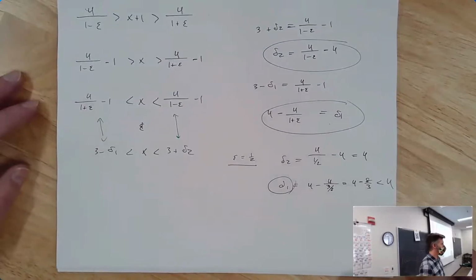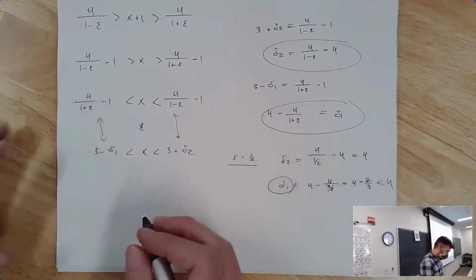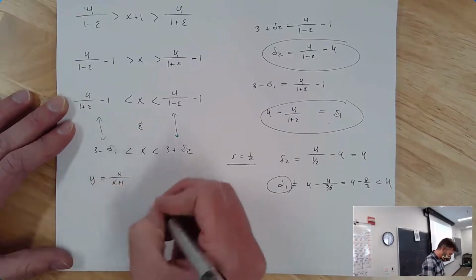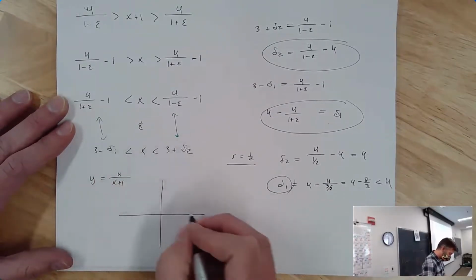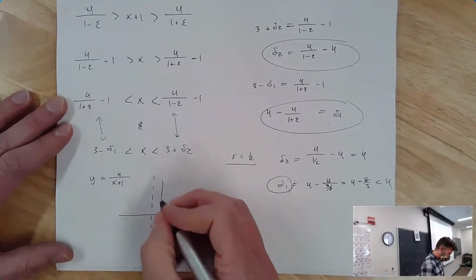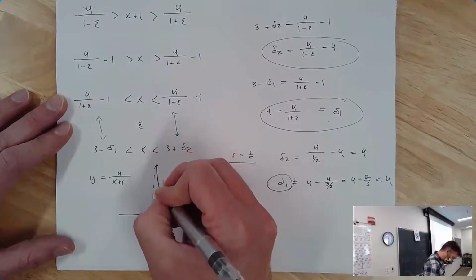It seemed like a lot of work. Maybe not a lot, but I don't want to have to do this. So here's what I would point out. The graph of y equals 4 over x plus 1 is not that hard to do. It has a vertical asymptote at -1. It has a y-intercept at 4. And then it looks like this.